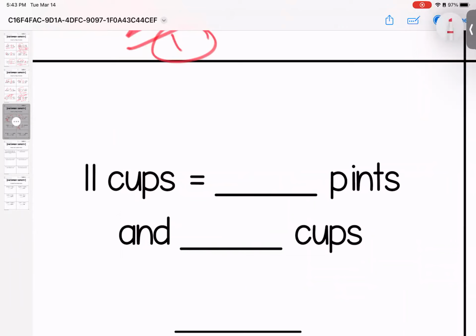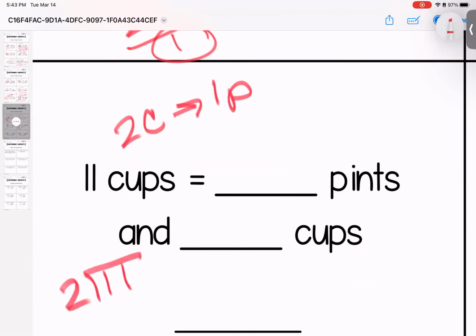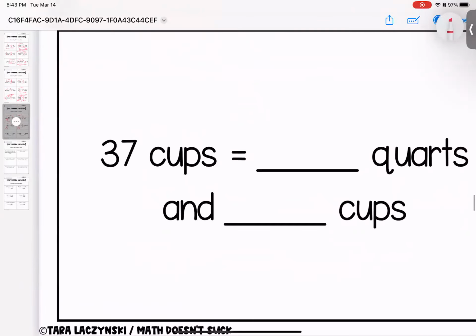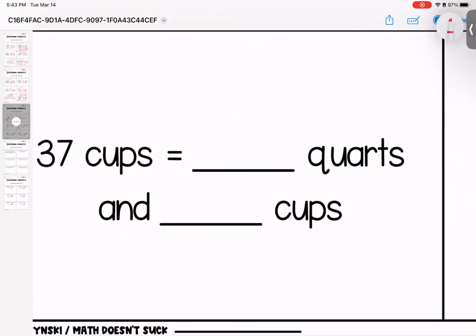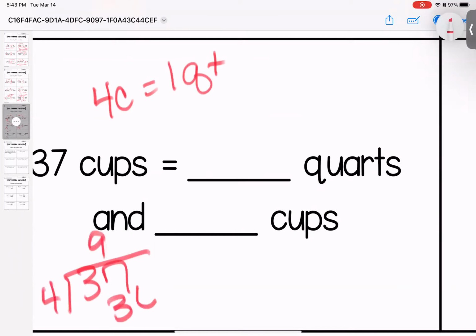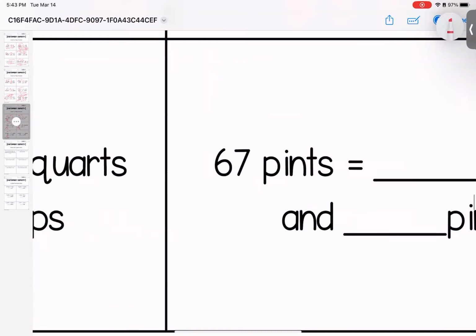Cups to pints and cups. Every 2 cups is equal to 1 pint. So if I do 11 divided by 2, it's going to go in 5 times with a remainder of 1. So I would have 5 pints and 1 cup. Going down to the last row here, cups to quarts. Every 4 cups is equal to 1 quart. So I'm going to divide my 37 by 4. 9 times 4 is 36, leaving me with 1. This would be 9 quarts and 1 cup.